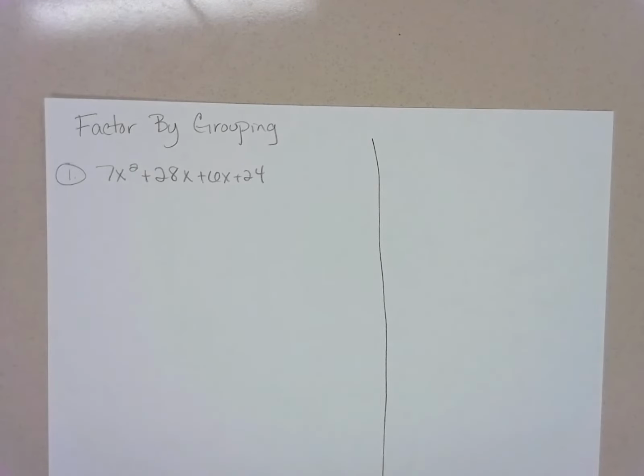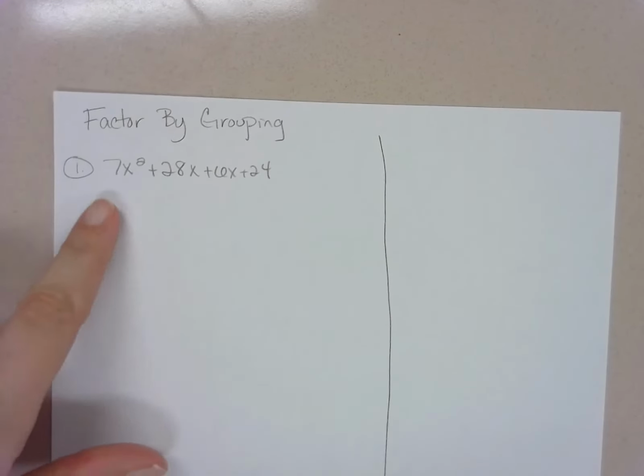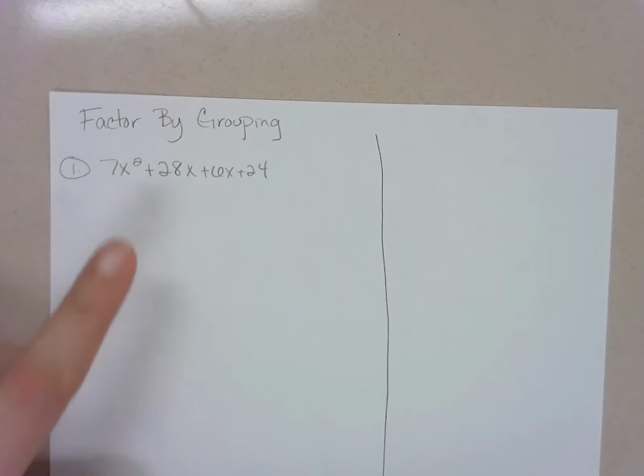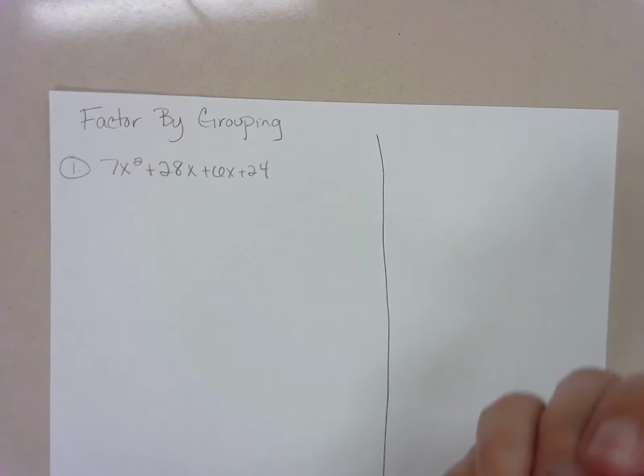This lesson is on factor by grouping. We're going to take a polynomial and we're going to work backwards to find out what the two polynomials were that were multiplied to get us to just this set of polynomials that are being added and subtracted.